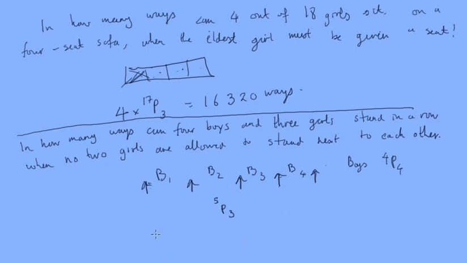So this will give us 4P4 times 5P3, and that gives us 1,440 ways. So in this one, we're turning the question around from the girls to selecting the actual positions in which they are standing. So I hope that makes sense.